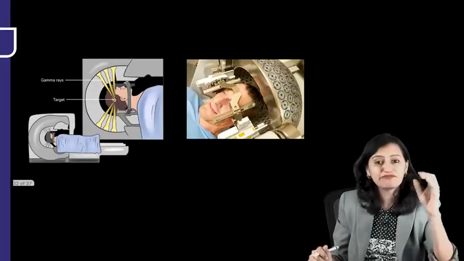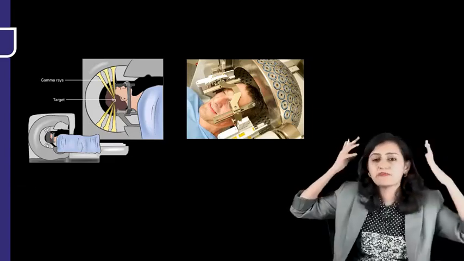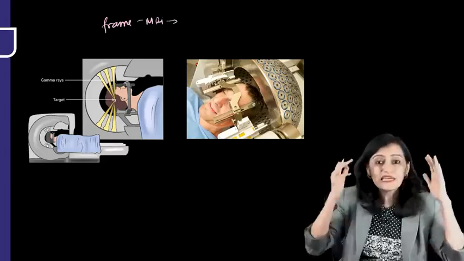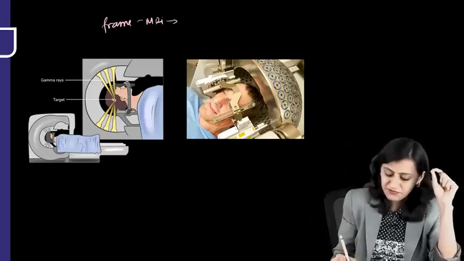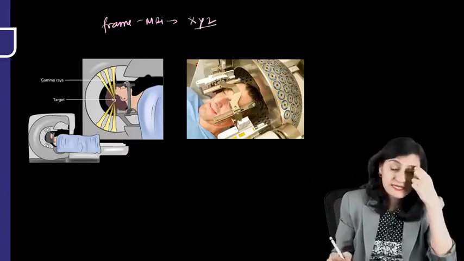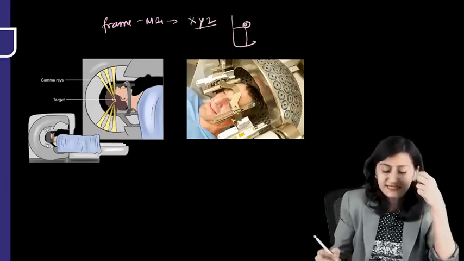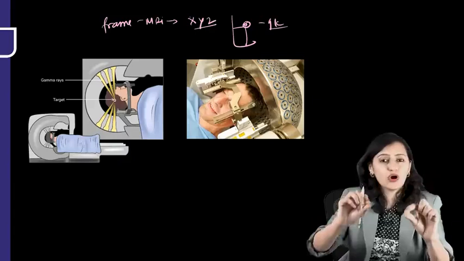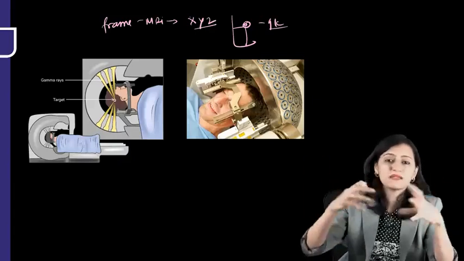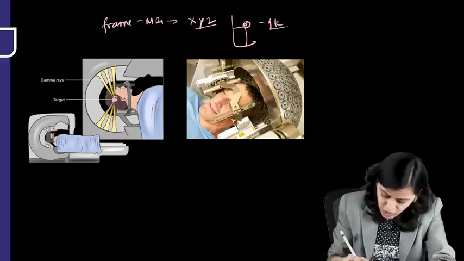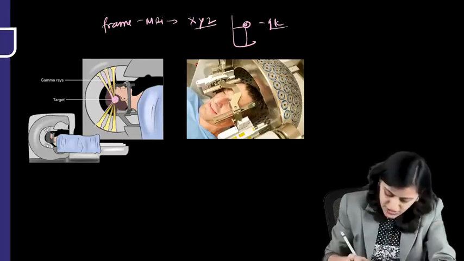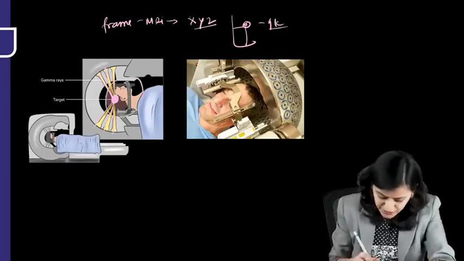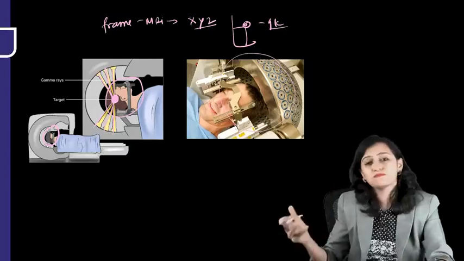Now, how is this gamma knife done? First, we put this frame around the patient's head. Then we take the patient to MRI and we localize where the lesion is. This frame has the XYZ coordinates. So on these XYZ coordinates, we localize where the lesion is. Then we take the patient to gamma knife. On the coordinates localized, we focus multiple beams of gamma rays there. So on the localized lesion, we focus all the gamma rays, and that is what ablates the lesion. So gamma knife will be identified by this frame around the patient's head.